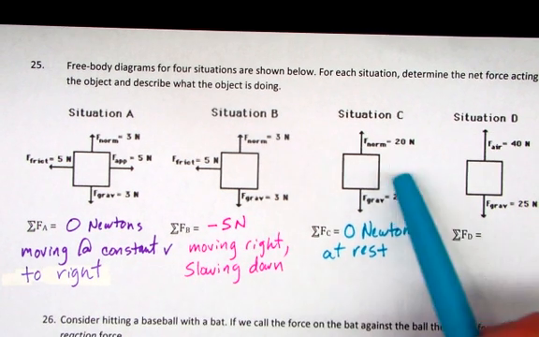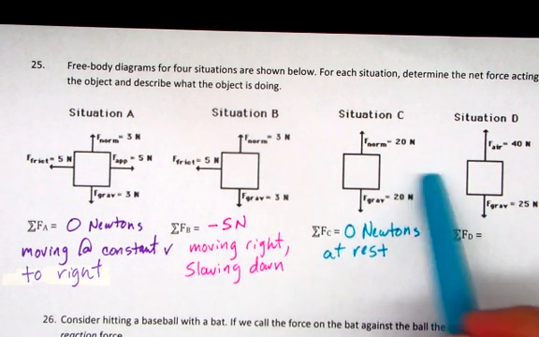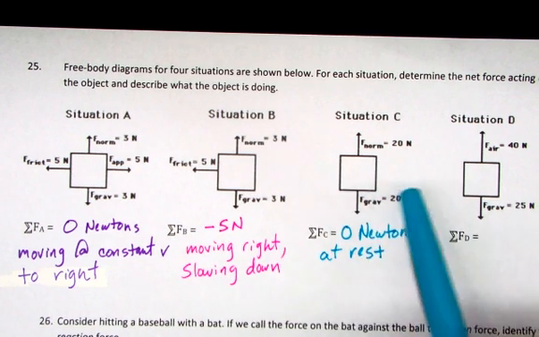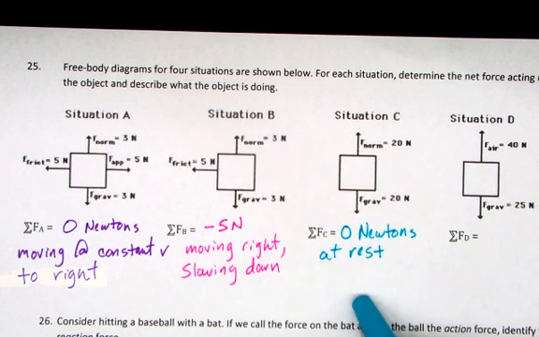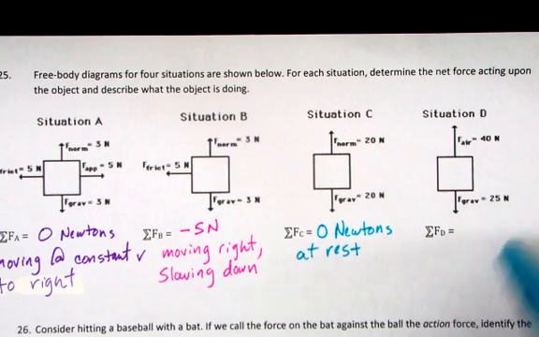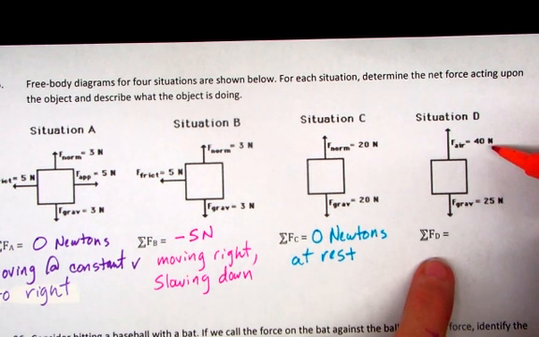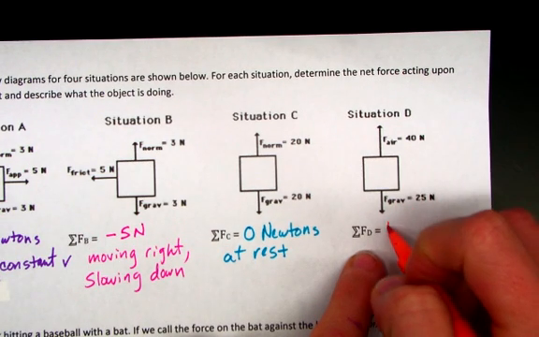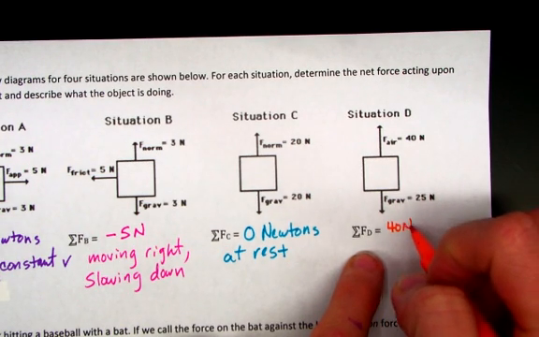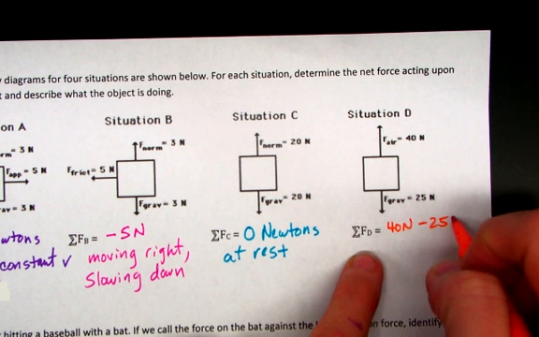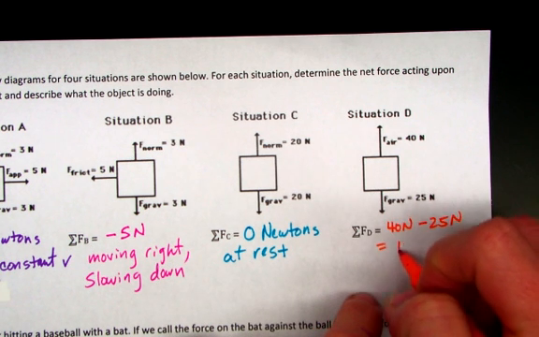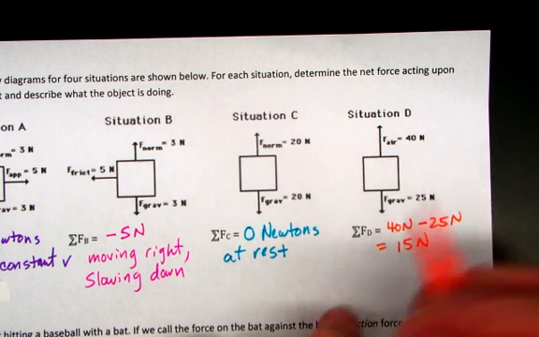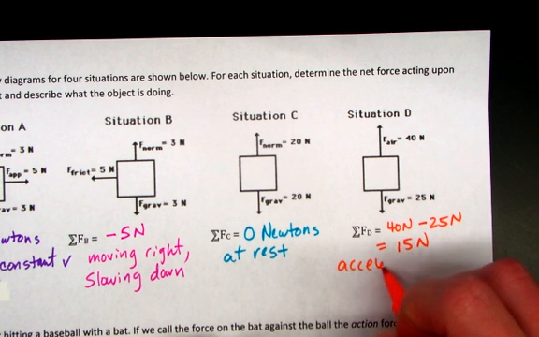And then for the last one here, we have this object, and notice the air resistance is actually more than the force due to gravity. So if I want the net force, I have the positive force, 40 newtons, plus the negative force, so minus 25 newtons. So my net force here is a positive 15 newtons, right? So this means I'm accelerating upward. Okay, so that means I'm moving in the positive direction.